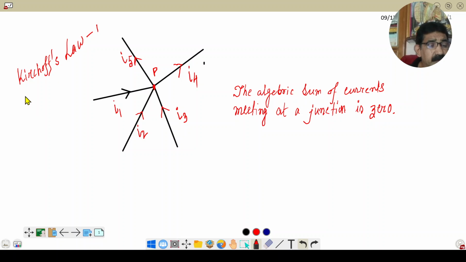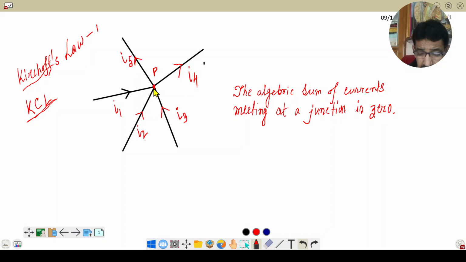There are two rules regarding electric current given by Kirchhoff, the scientist. The name of the scientist is Kirchhoff, and this rule is known as KCL, Kirchhoff's current law. KCL is like this: the algebraic sum of currents meeting at a junction is zero. Now, explanation.